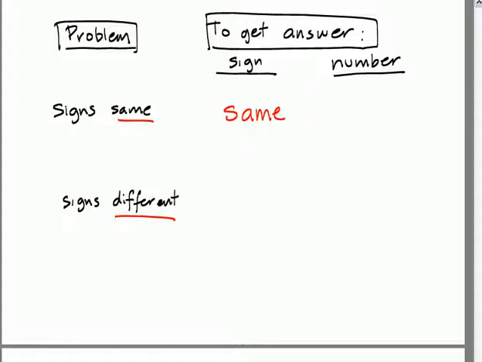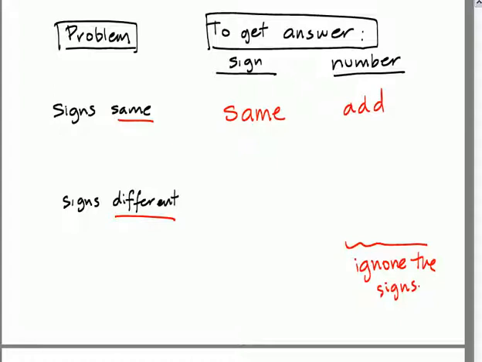And to get the number part of our answer, ignoring the signs for a second, you just take a look at the numbers and add them up. So you just add numbers, and I'm going to write down here, again we remember this means ignoring the signs, just to get the number part.